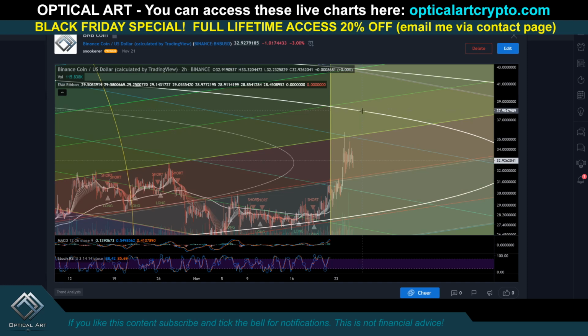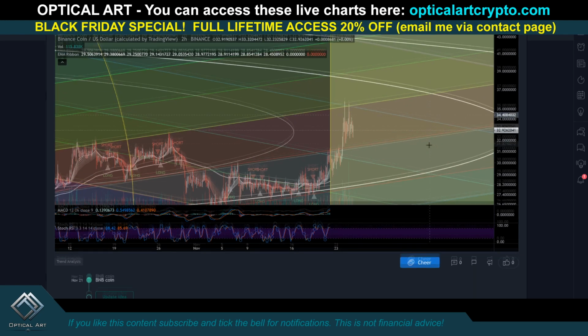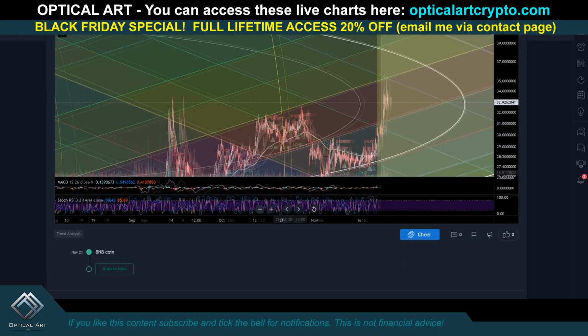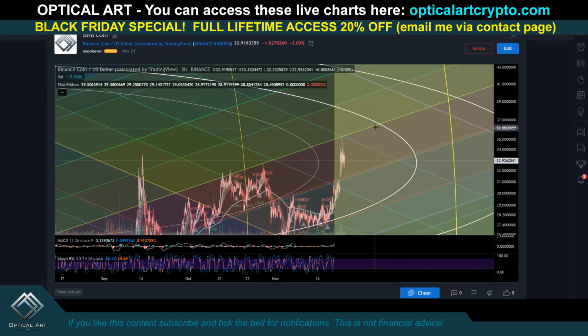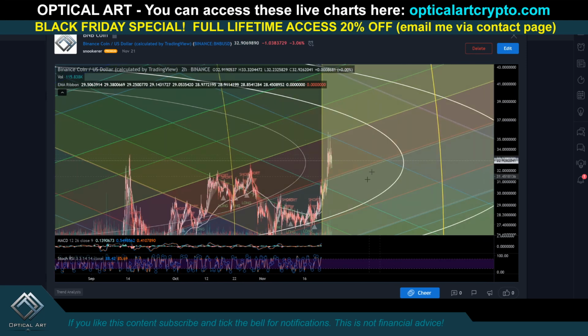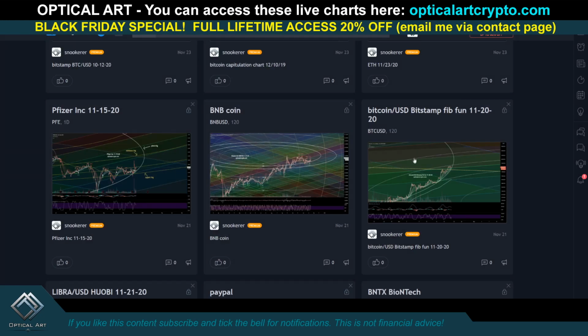You know for a fact you will get rejected at $37.88, depending when you make contact. But the great thing about this is if we stay within this ring, this will be a pivot. As soon as you cross this ring, you can get a pivot to go up to this target here, $40.84. Or if we drop, we can come down to this target here. So this is BNB coin.